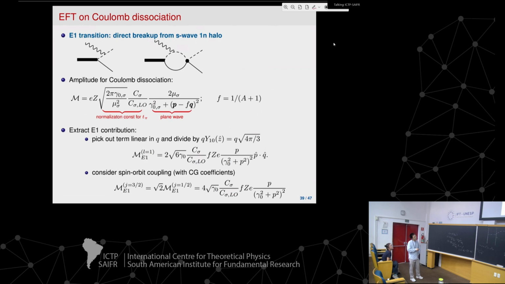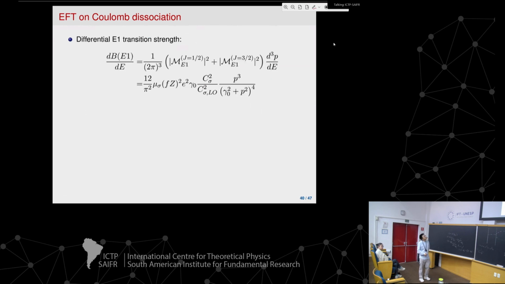As we mentioned at the beginning, if you have an L equals 1 final state, because the neutron has spin 1/2, when these two couple, they will generate either J equals 1/2 or J equals 3/2. These two will both contribute to the E1 transitions. So you can use the spin orbit coupling to relate this spinless E1 transition to the ones with J equals 1/2 and 3/2. The prefactors actually come from the Clebsch-Gordan coefficients. So you get matrix elements related to these two J states.